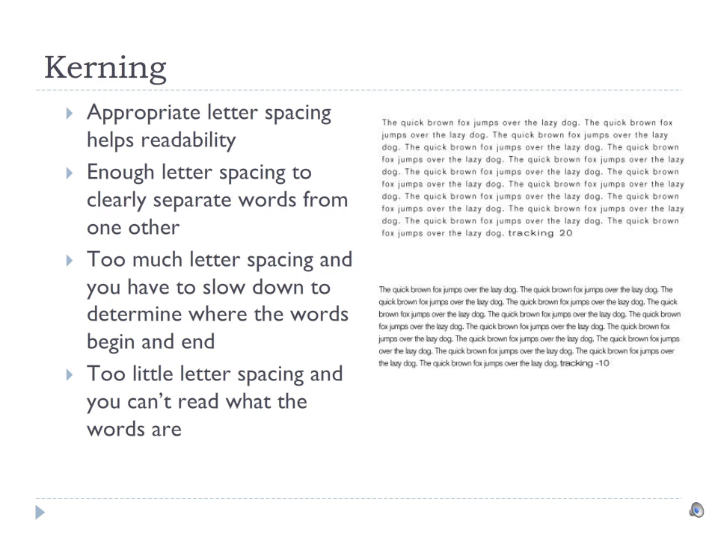Kerning is the appropriate letter spacing which helps readability. It is enough letter spacing to clearly separate words from one another. Too much letter spacing and you have to slow down to determine where the words begin and end. And too little spacing and you can't read what the words are. The top paragraph has too much kerning and the bottom has too little. Notice how the letters touch?